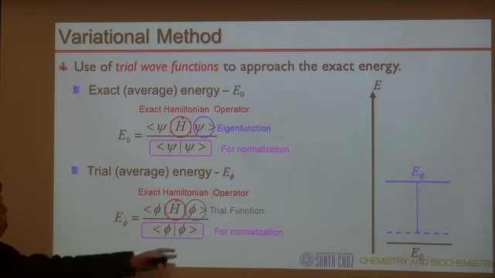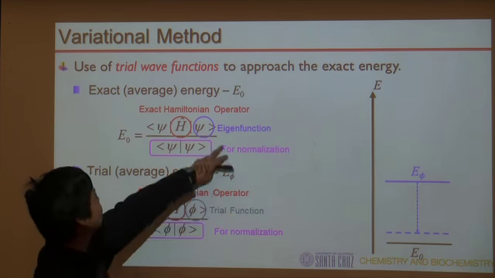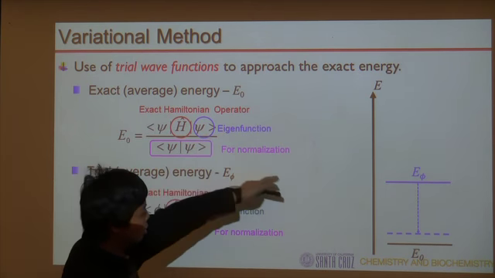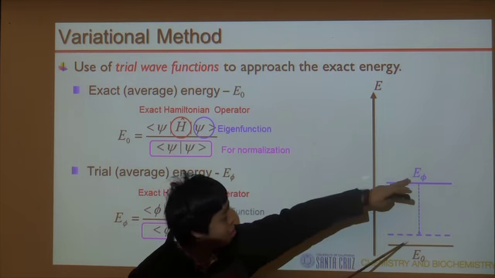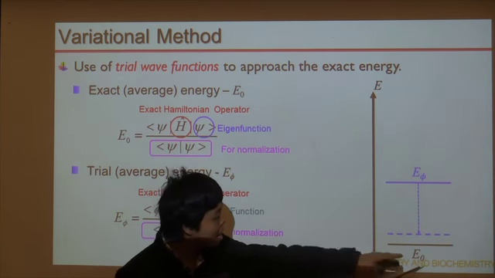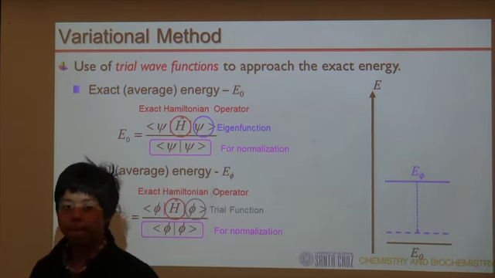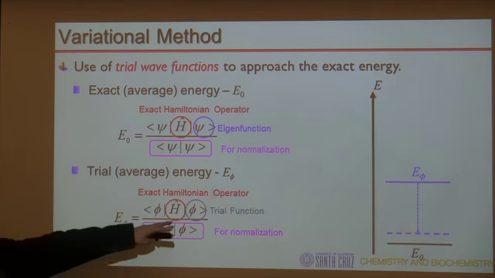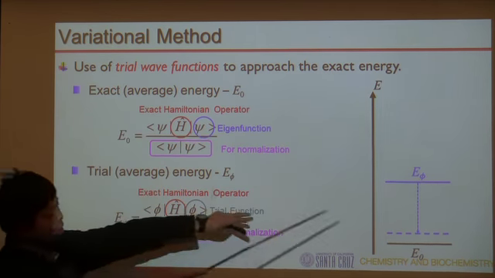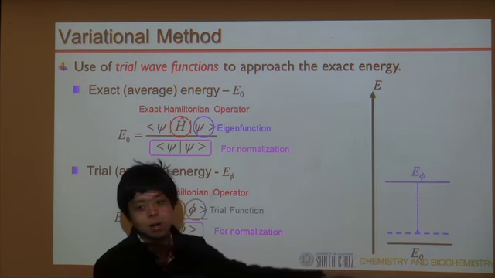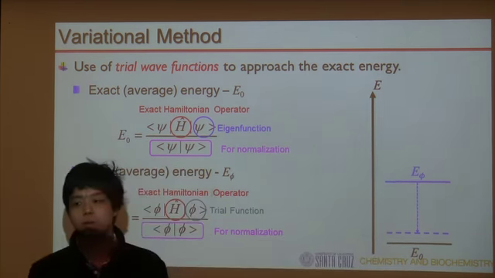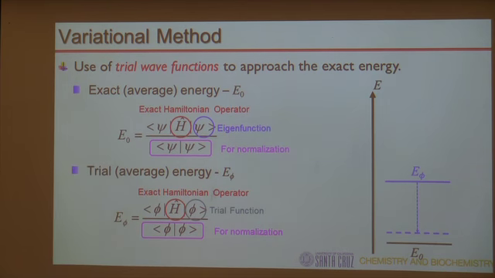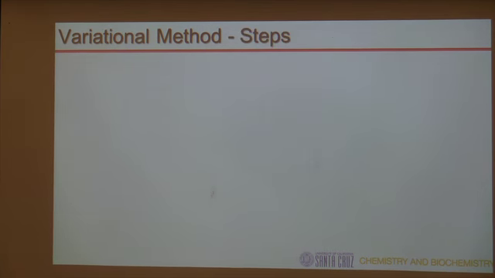So the closer your trial wave function is compared to the eigenfunction, the smaller the difference between your trial energy and the exact energy will be. If these two are closer, these two will also be closer, but your trial energy is always higher than the real energy. Okay, that's the picture.